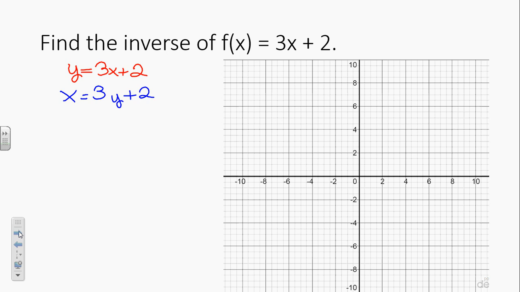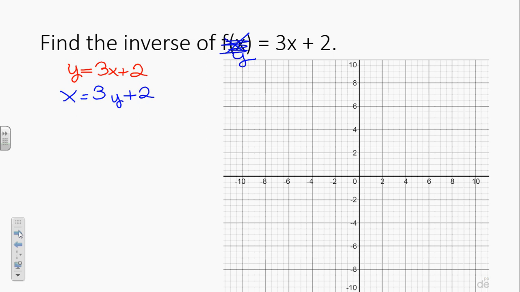Okay. So the first step on these problems is to rewrite it with a y in its spot. Then the second step is to switch the x and y around. Make the y be an x, make the x be a y. Make sense? Because we're switching the data in the table, right? Same process here.